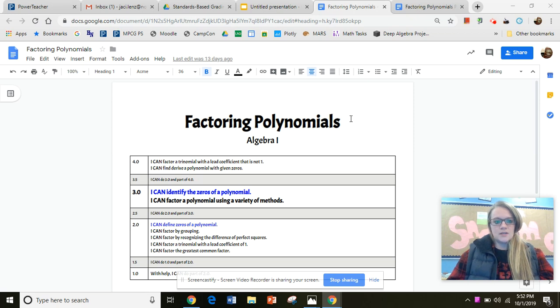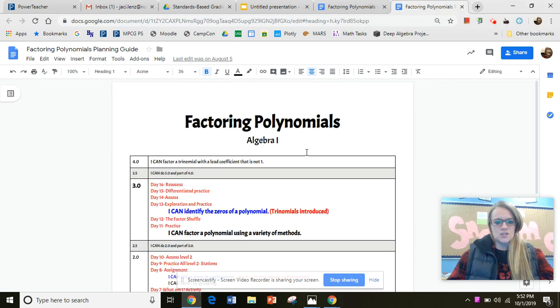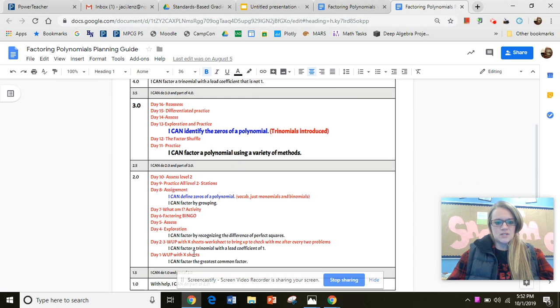For each of my scales, I just make a copy of the scale. This is the factoring polynomials one that we're working on in Algebra 1. At the beginning of the unit, I'll make a copy of it, and then I just add in all of these reds. I find activities that I want to do for each of the I can statements in the scale, because you have to directly teach everything in the scale. And then this ends up being my unit.